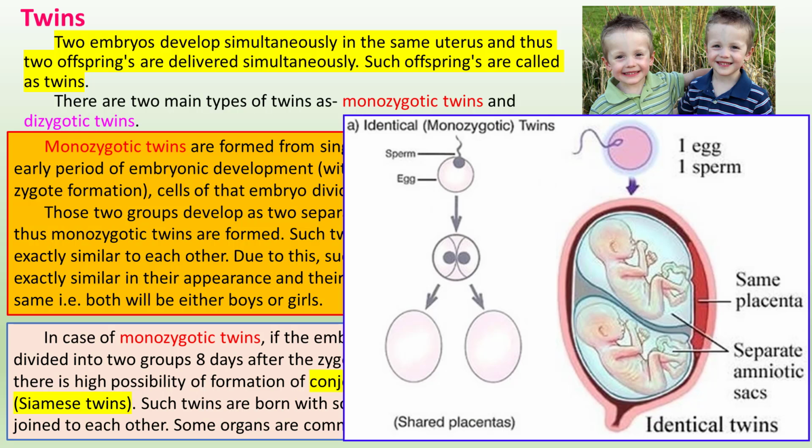Monozygotic twins are formed from a single embryo. During the early period of embryonic development, cells of that embryo divide into two groups. Those two groups develop as two separate embryos and thus monozygotic twins are formed. Such twins are genetically exactly similar to each other. Due to this, such twins are exactly similar in their appearance and their gender is also the same. That is, both can be either boys or girls.